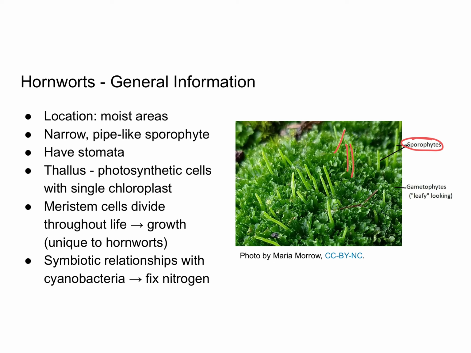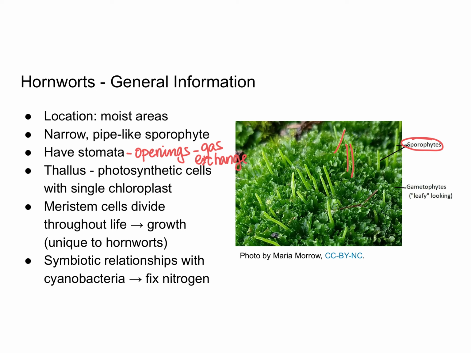They also have stomata. Remember that stomata are openings in the tissues for gas exchange. And they have those guard cells that are able to either swell up or kind of relax in order to open and close the opening, which is the stomata. The thallus contains photosynthetic cells that each have a single chloroplast. Hornworts also have meristem cells that divide throughout their life so they can continue to grow throughout their entire life, and this is unique to hornworts.